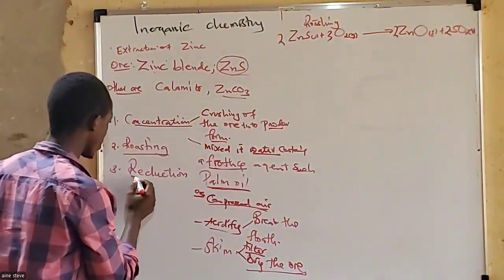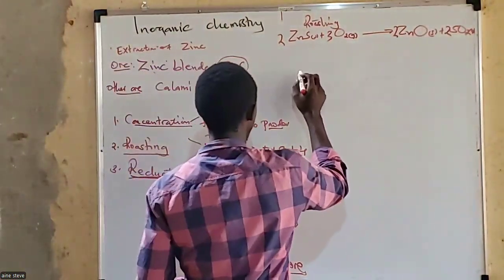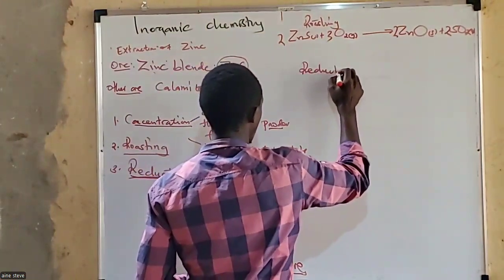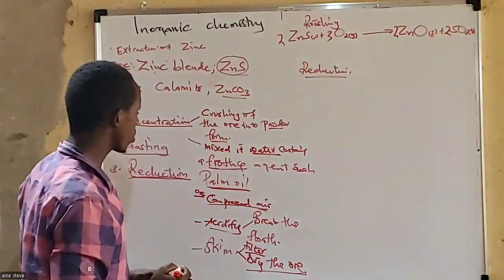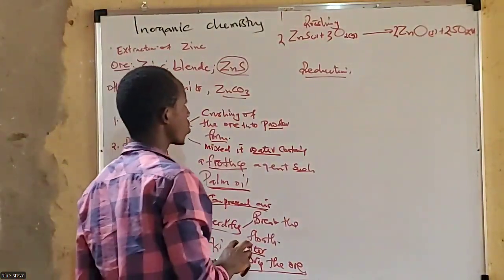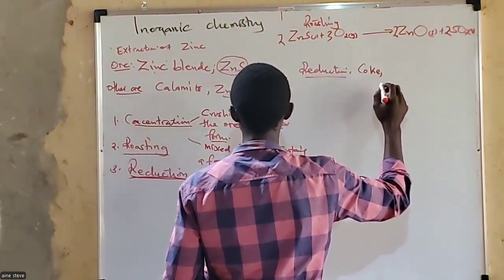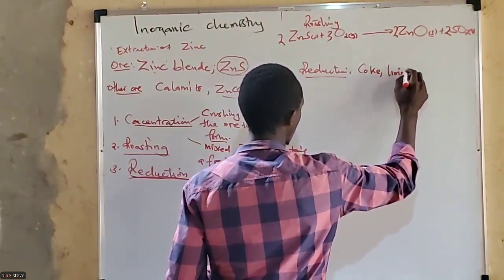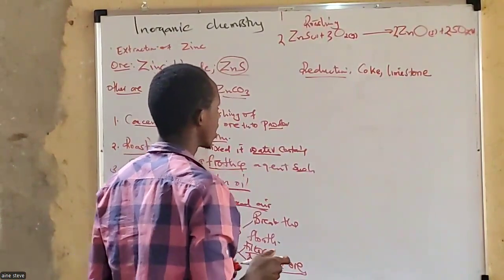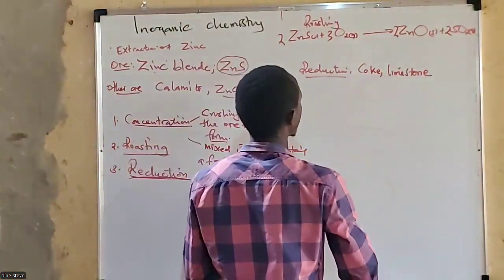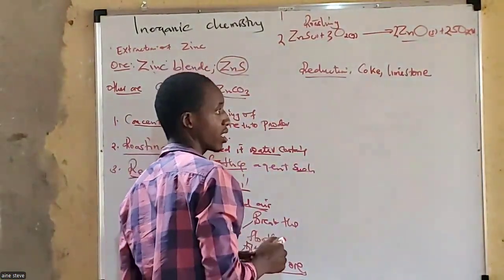Then during what we call reduction, the last stage, the reduction process occurs in the blast furnace, where first of all, you ensure that coke, limestone, and the zinc oxide are fed into the blast furnace from the top.